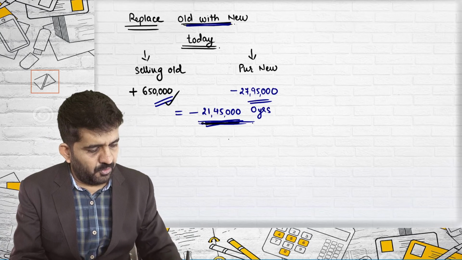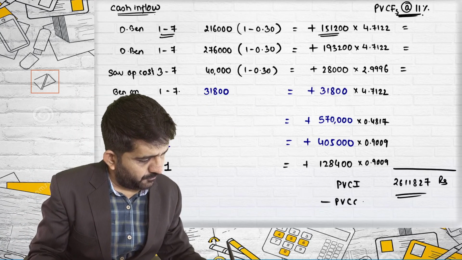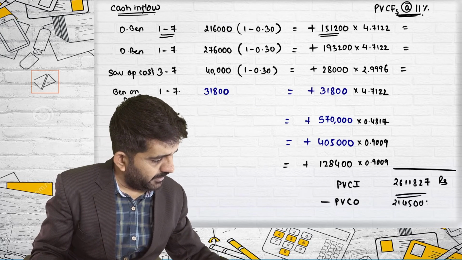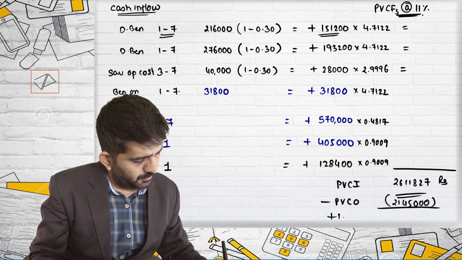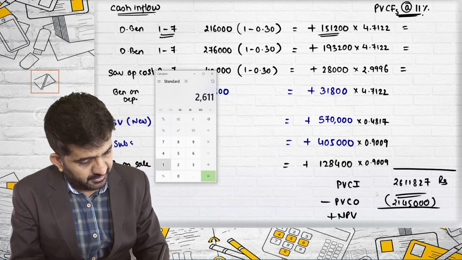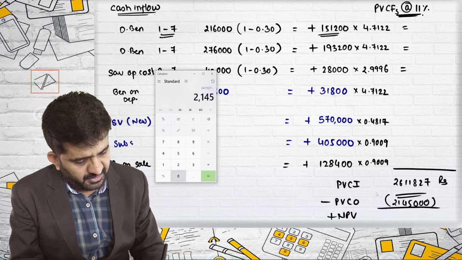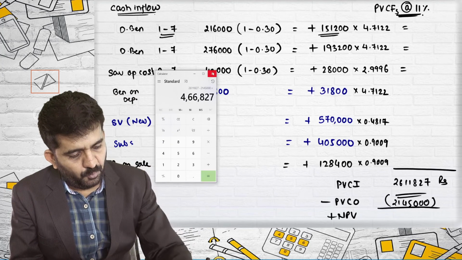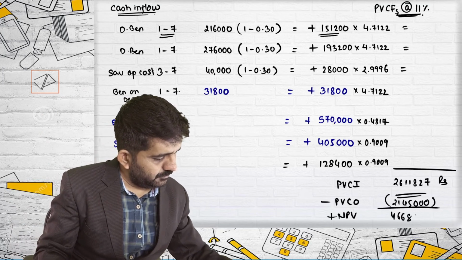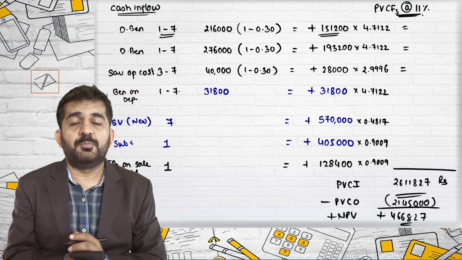What is the present value of cash outflow? 21,45,000. So 26,11,827 minus 21,45,000 gives 4,66,827. This is the positive NPV of this particular project.